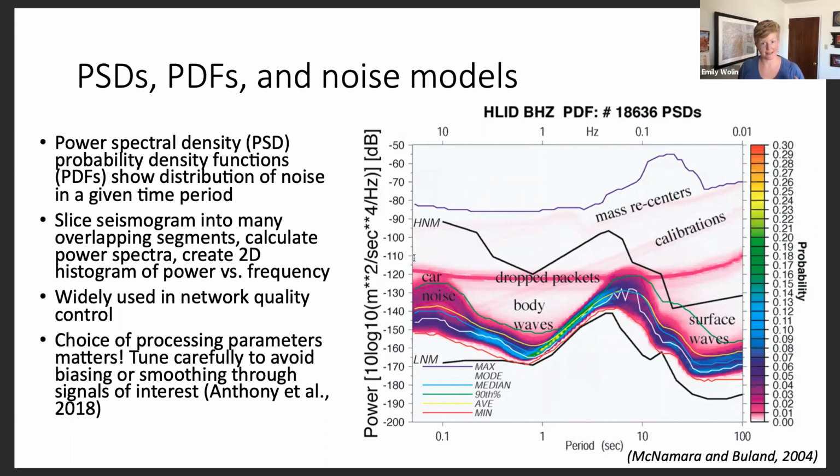If you have something like a gap in your data, and it gets zero padded in your processing, that produces higher power that looks flat across the spectrum like this, things like that. So these plots are available from IRIS MUSTANG, and this is a tool that I look at pretty much every single day to determine the health of the many stations that we operate at ASL.